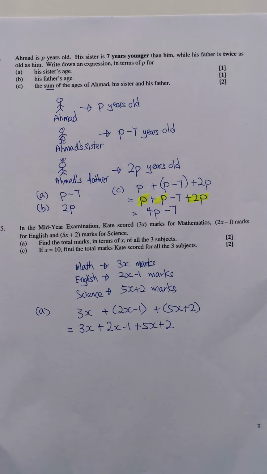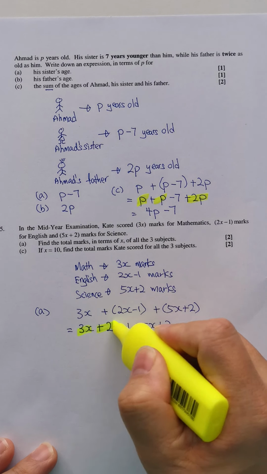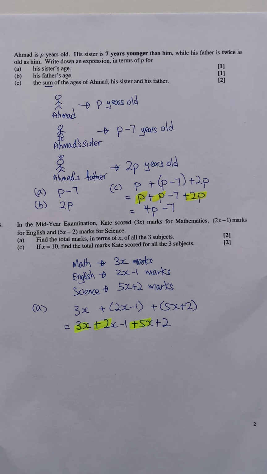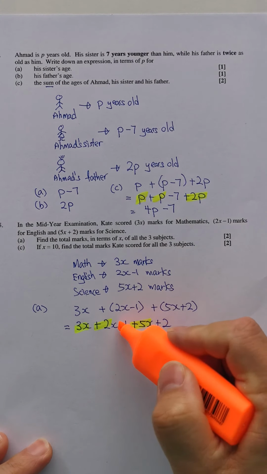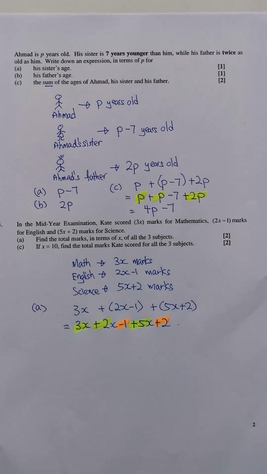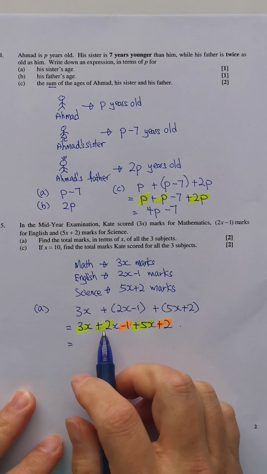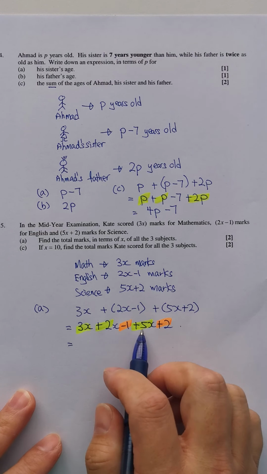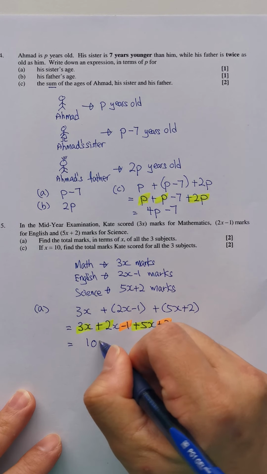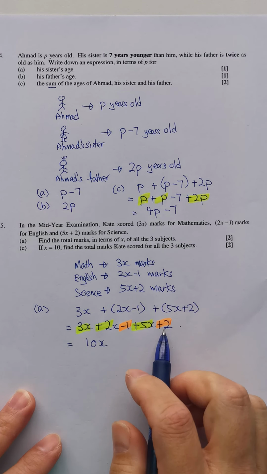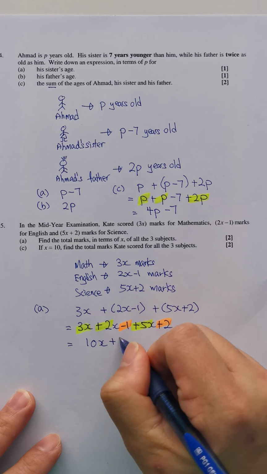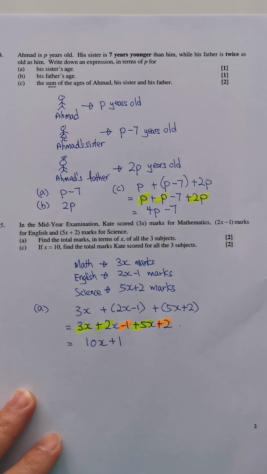Once you have removed the bracket, you will have to group all the like terms. Minus 1 and plus 2 are constant terms, so they are like terms. 3 plus 2, we have 5. 5 plus 5, we have 10. So we have 10x. Minus 1 plus 2 will give me plus 1. So this is the total marks for all the 3 subjects.